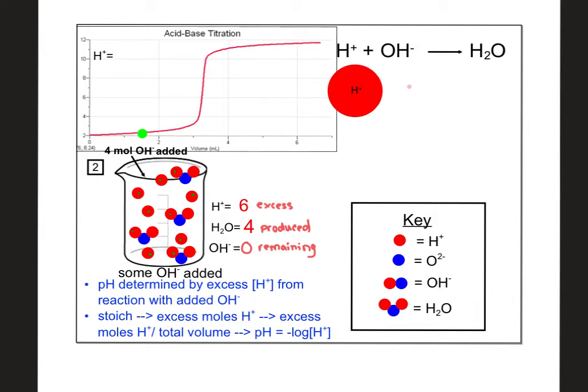We can figure out the molarity by taking the excess moles divided by the total volume. So the volume that we started with and the volume of hydroxide added, and then the negative log of that concentration will give us the pH. So in your picture, I want you to draw these particles and label how much is there, and then you'll fill out what's right here below that beaker number 2, some OH added, and then how to find the pH.